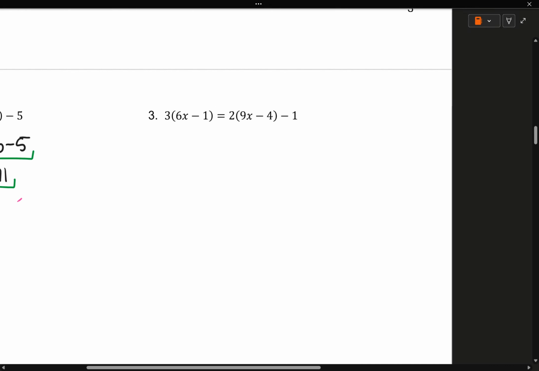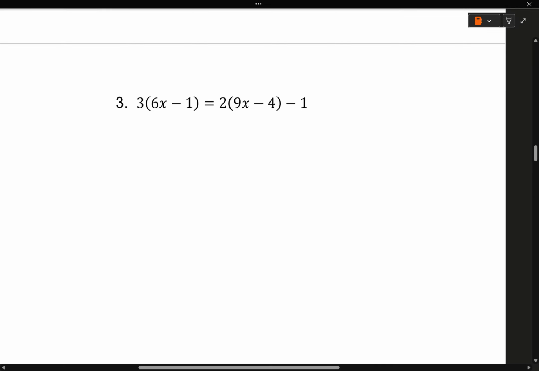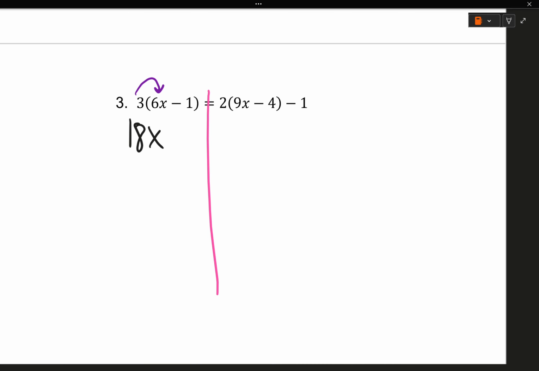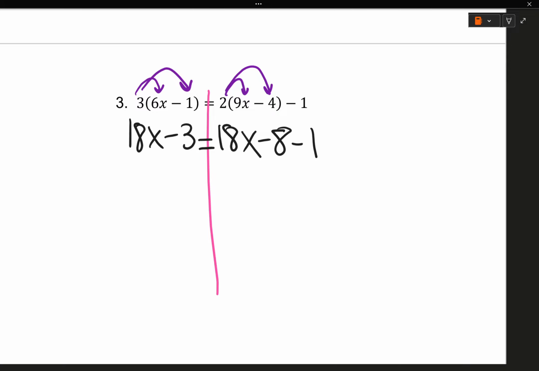Number 3. Onwards we go. Some more distributing. Gotta practice it. It's good stuff. 3 times 6x is 18x. 3 times -1 is -3. 2 times 9x is 18x. 2 times -4 is -8. And then the -1 comes for the ride.